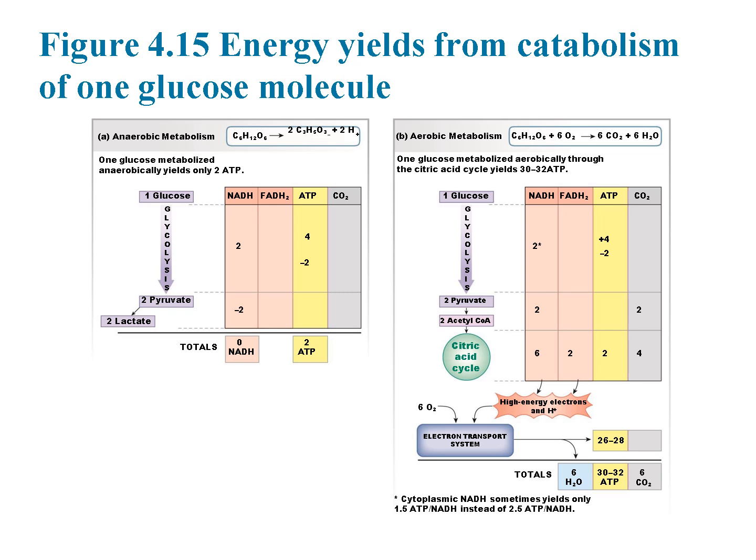The high-energy electrons from NADH and FADH2 enter the electron transport system, where the majority of ATP is generated, 26 to 28 ATP. Overall, aerobic metabolism produces 30 to 32 ATP per glucose molecule, making it much more efficient than anaerobic metabolism.